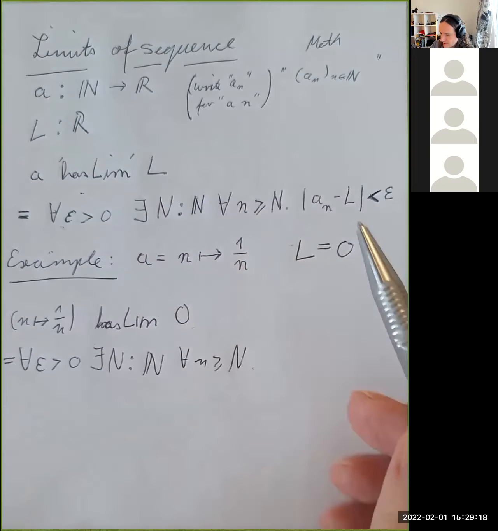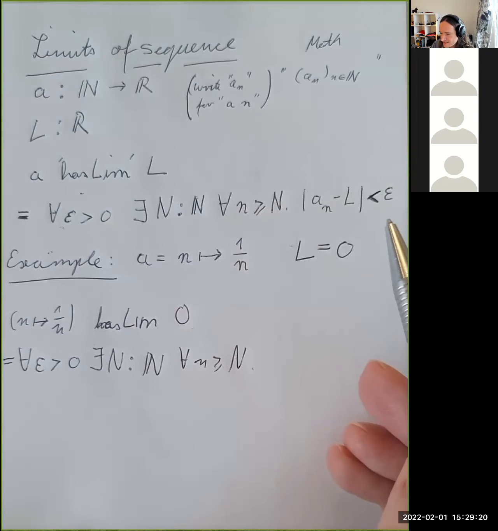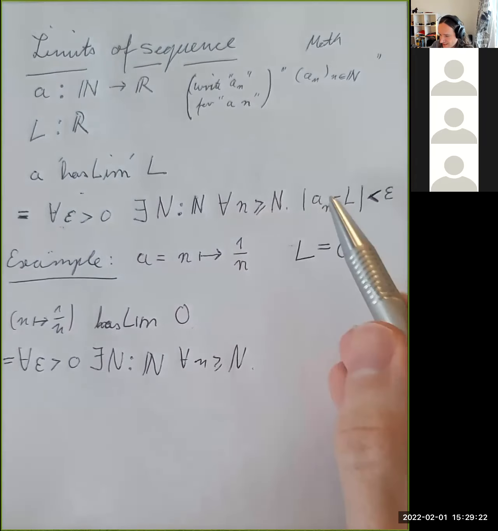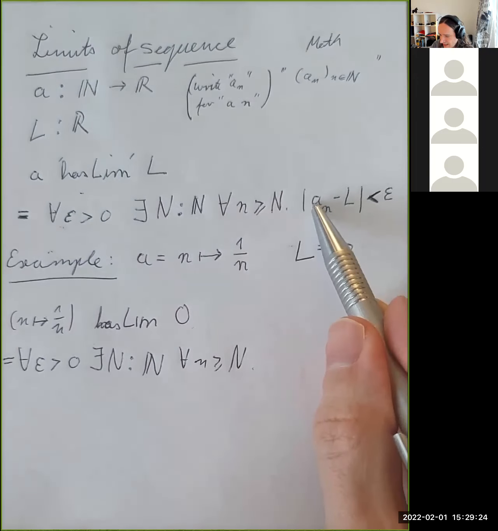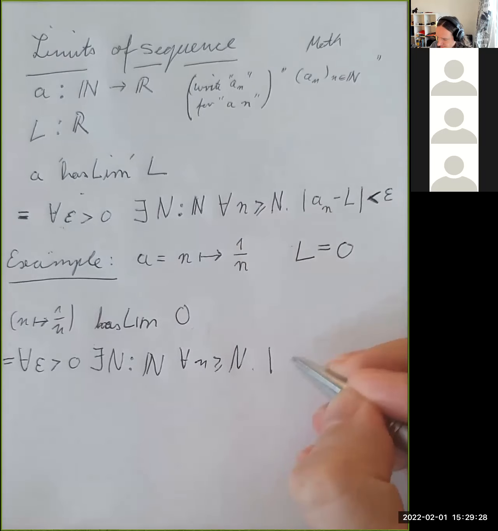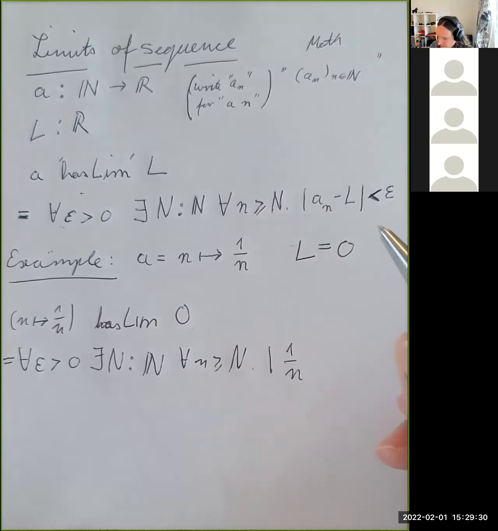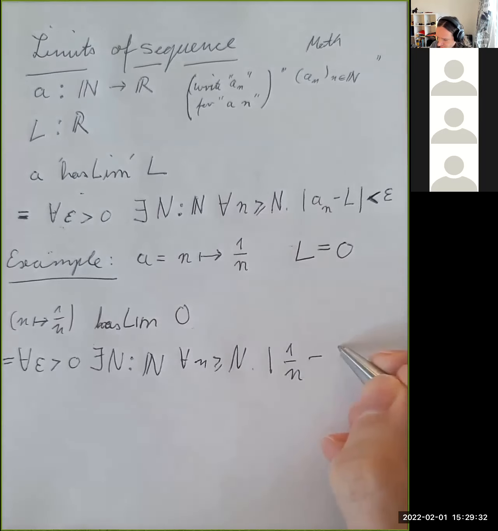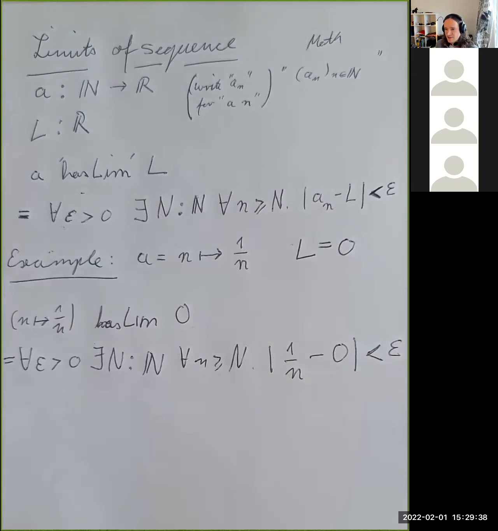Okay, and now with this part, something happens. For now, I just plug in values. So A evaluated at n is just this, 1 over n. And L is 0, so we have minus 0 here. And the proposition is it's smaller than epsilon.